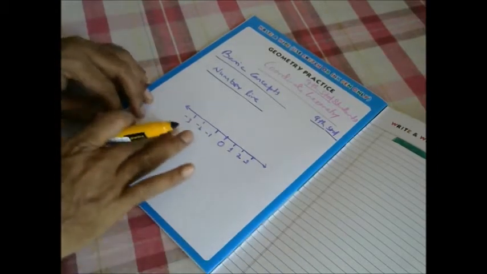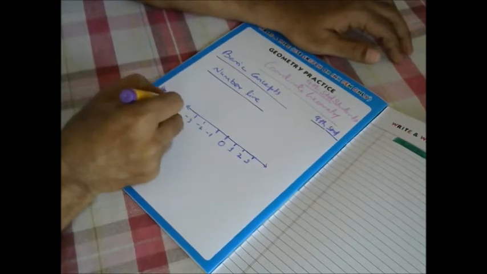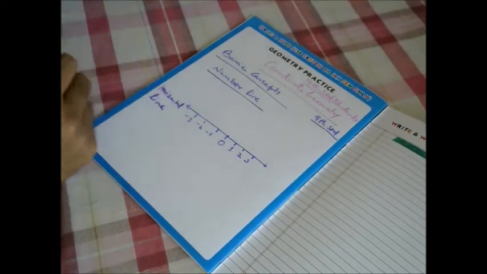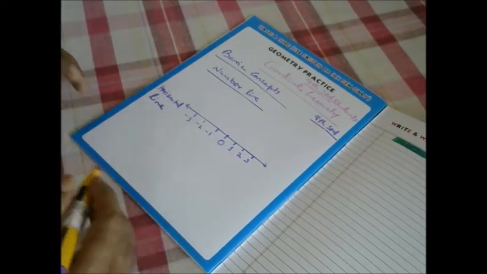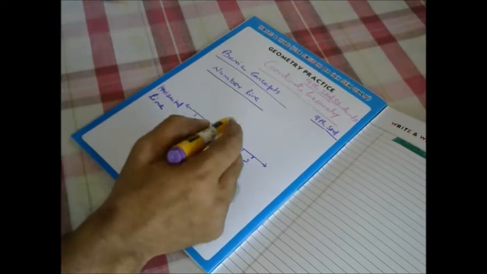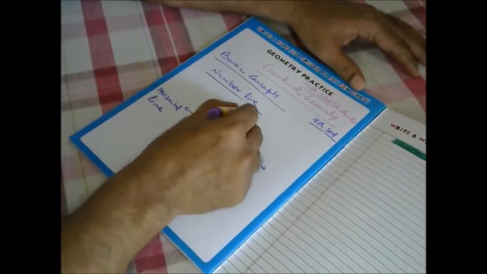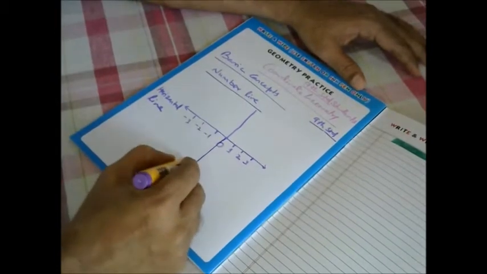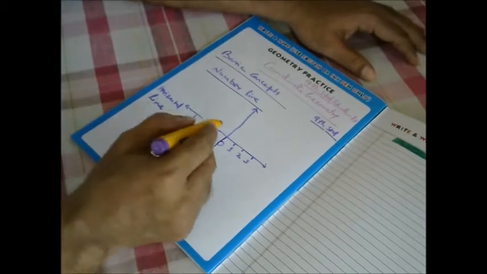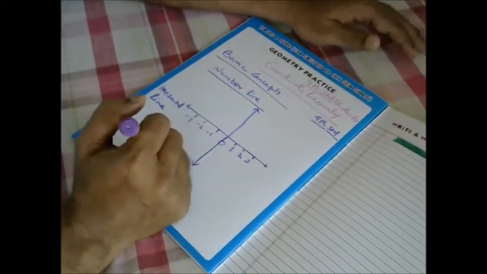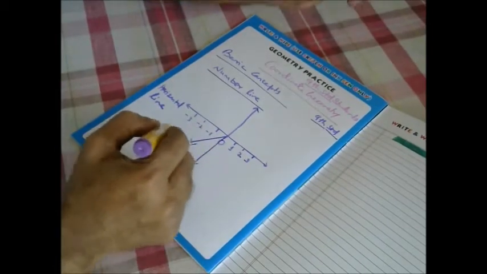This horizontal line, they have studied. Now in coordinate geometry, what we do is draw a vertical line also simultaneously. The vertical line is drawn in this way. The vertical line is also drawn at this 0, and this 0 is named as origin.